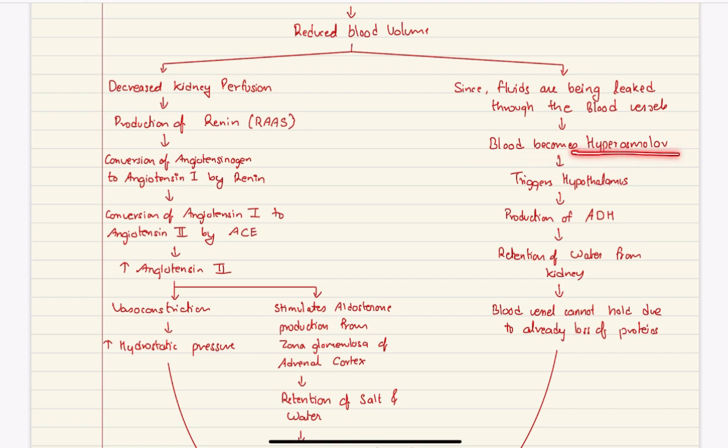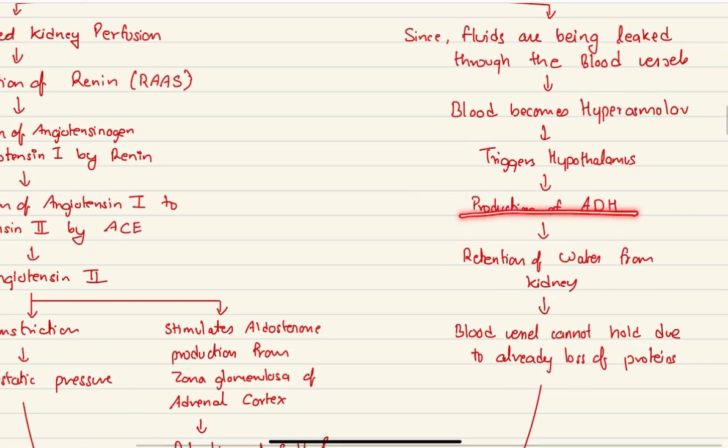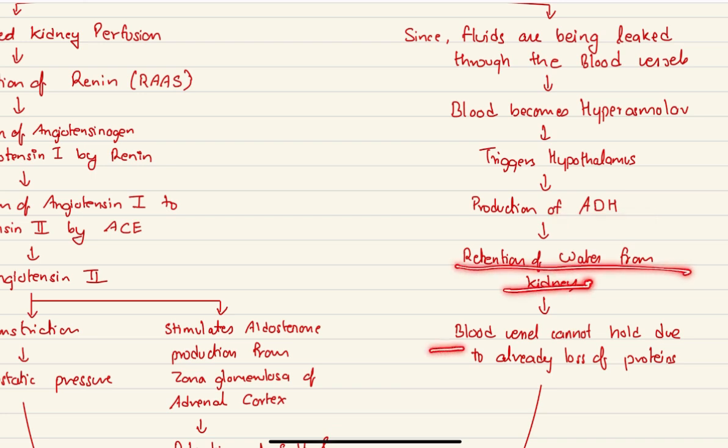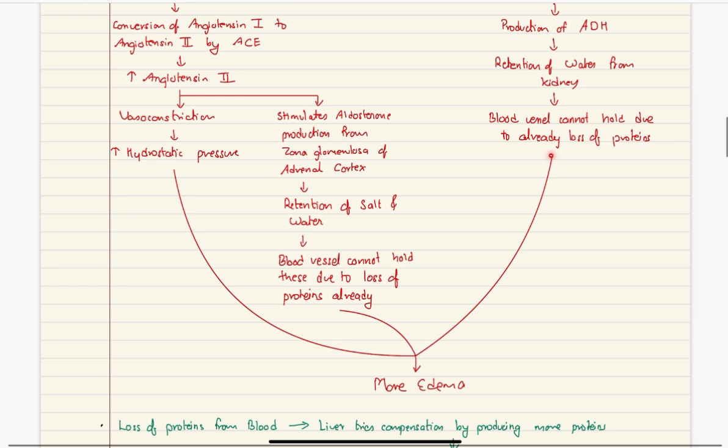So when this is increased, it will trigger the hypothalamus, and the hypothalamus will produce antidiuretic hormone. So ADH will be produced because of the increased hyperosmolarity of the blood vessel. Now, antidiuretic hormone will also retain water from the kidneys, but again, this water cannot be held back due to the lack of proteins in the blood vessels, and this will further cause fluid leakage and more edema.